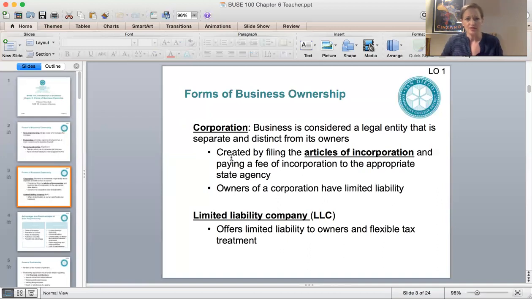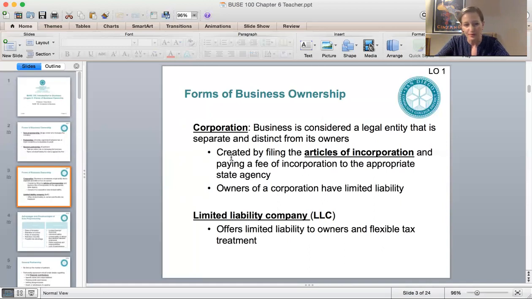So some people have chosen instead to file for an LLC, which is a limited liability company, and just like the name sounds, it offers limited liability for the owners, but with less regulation. And it's one of the newest forms of business ownership, and it's really popular because it has all the benefits of a corporation without any of the drawbacks.